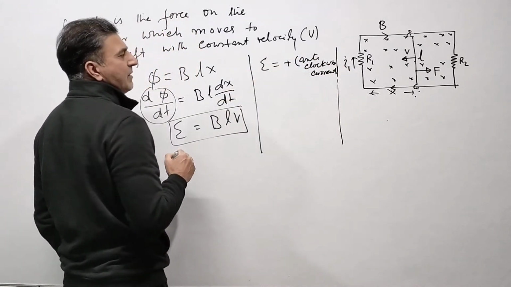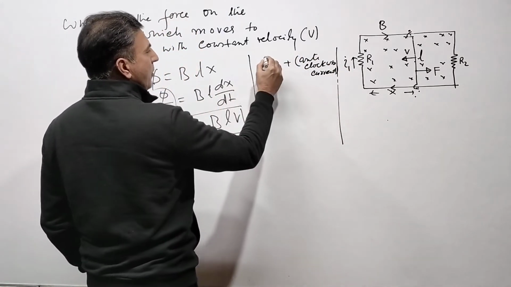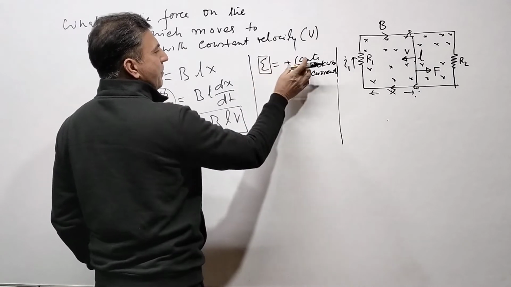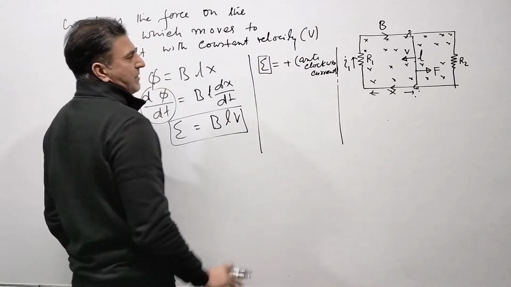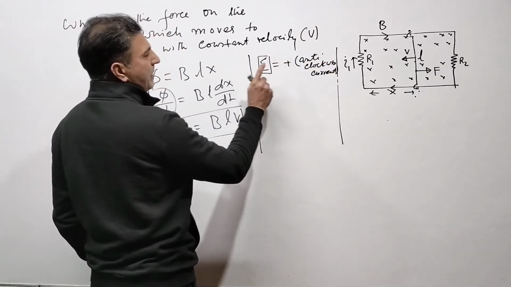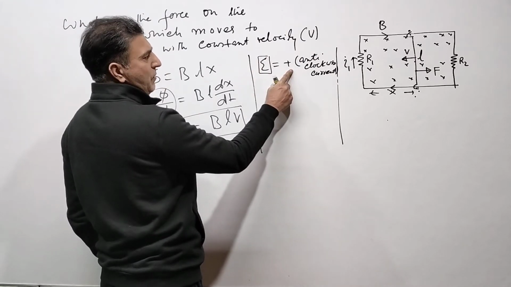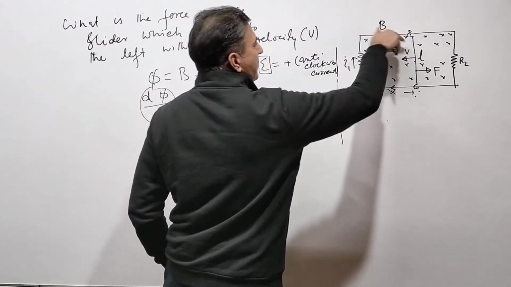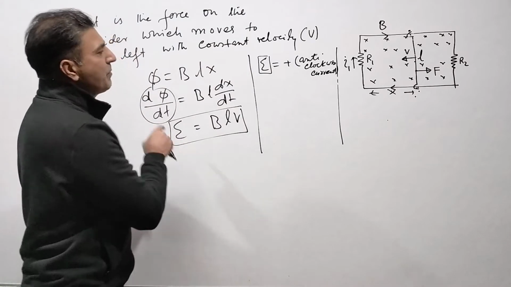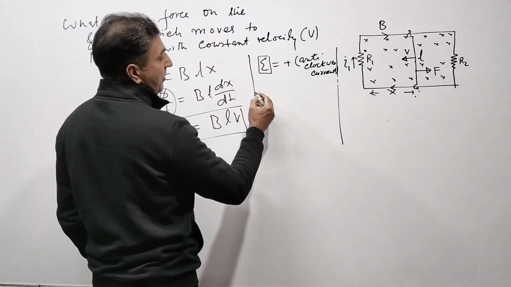That is all. But for that, we have to find how induced EMF will be positive. If it is negative, then clockwise current. But you have to remember only one thing: if induced EMF is positive, then current is anti-clockwise. So here induced EMF should be positive. How? Let's see how it will be positive.